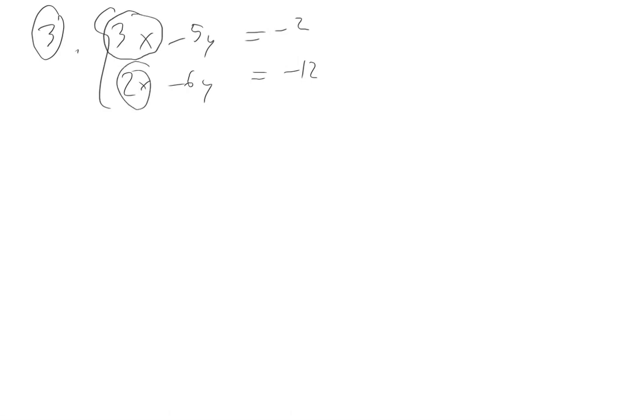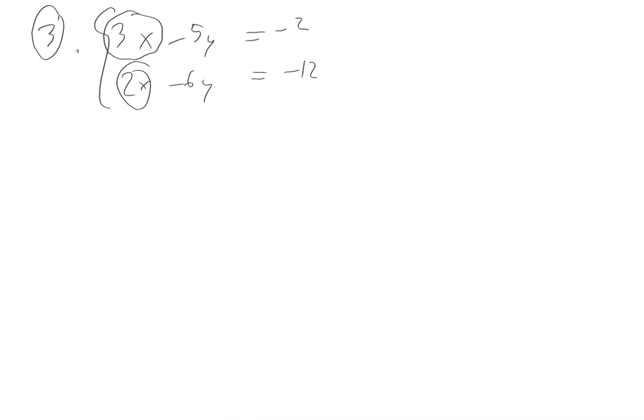Problem 3 says 3x minus 5y equals negative 2, and then 2x minus 6y equals negative 12. We're going to do this one by the addition method. So we have to get the x's to be opposites. You see this 3x and the 2x. Who knows what the least common multiple of 3 and 2 is? It would be 6, right?